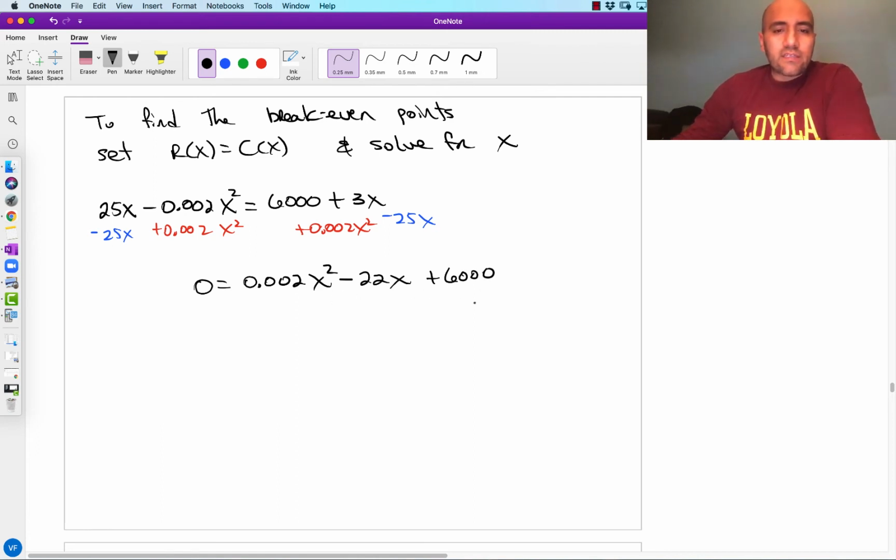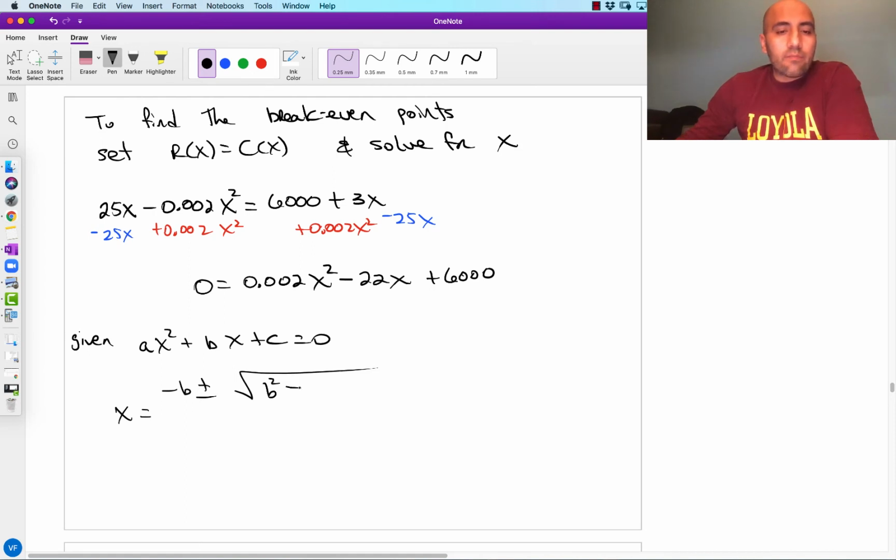It's not going to factor nicely at all. So why don't we just jump right into our quadratic formula? Remember that the quadratic formula states that given some quadratic in the form ax squared plus bx plus c equals 0, the solution is x equals negative b plus or minus the square root of b squared minus 4ac, all over 2a.